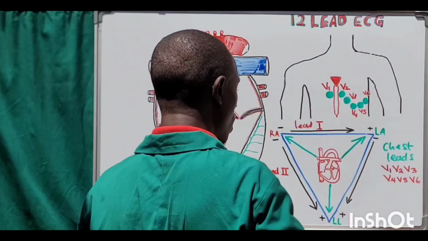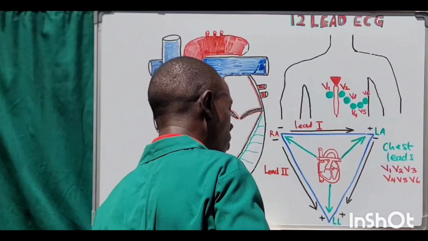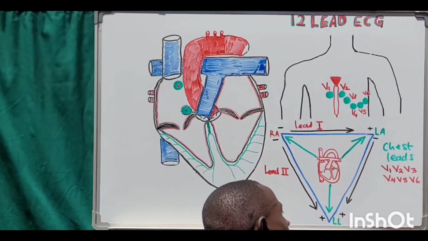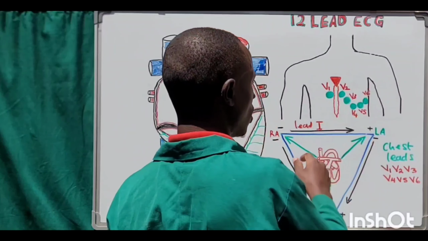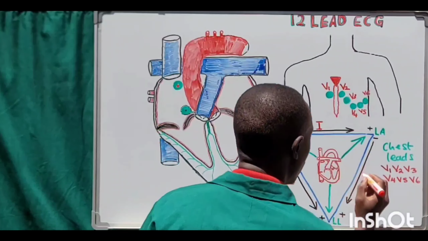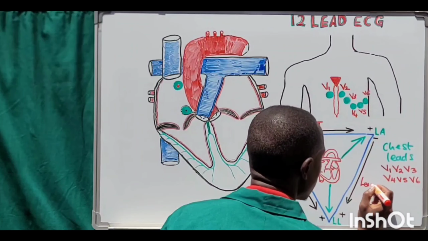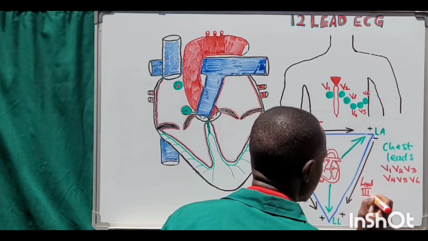And you can also have a lead whereby we are looking at the heart from the down area, and we are looking at the left arm, and he called this one lead 3.